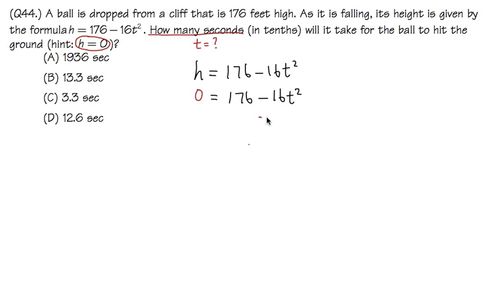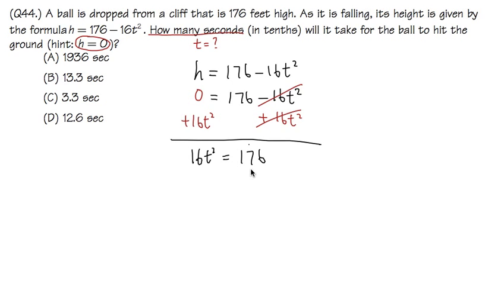So I would like to add 16t squared on both sides of the equation. This way they will cancel, and then I will be able to put all the t's on the left hand side, the 16t squared, right? This plus 0, just 16t squared, and that's equal to the number 176. So my first job is to isolate the t squared.